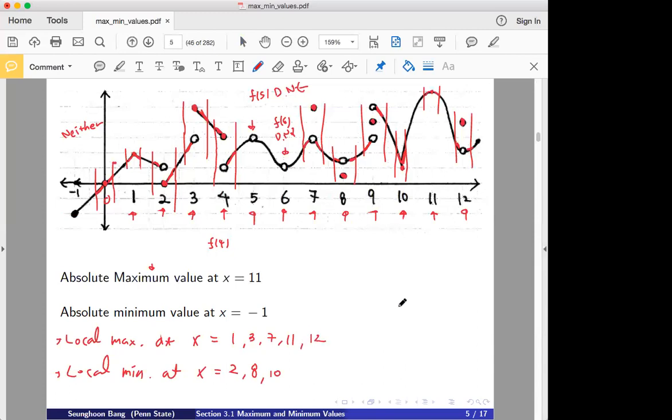That's it. This is the whole idea. Endpoint, so don't think about local maximum, local minimum. You have to exclude endpoint for finding local maximum, local minimum. Okay, good. Thank you, guys.